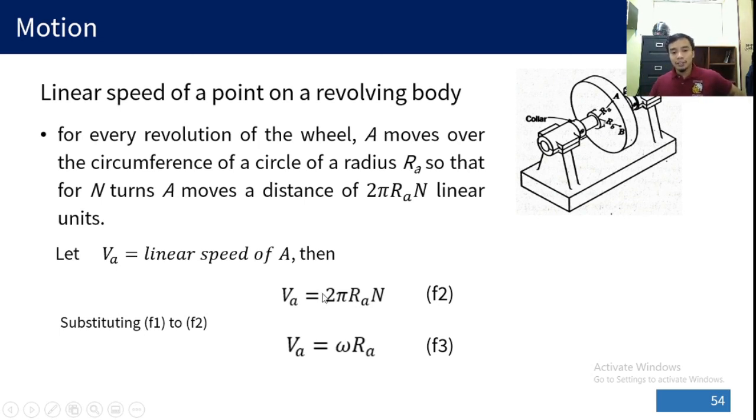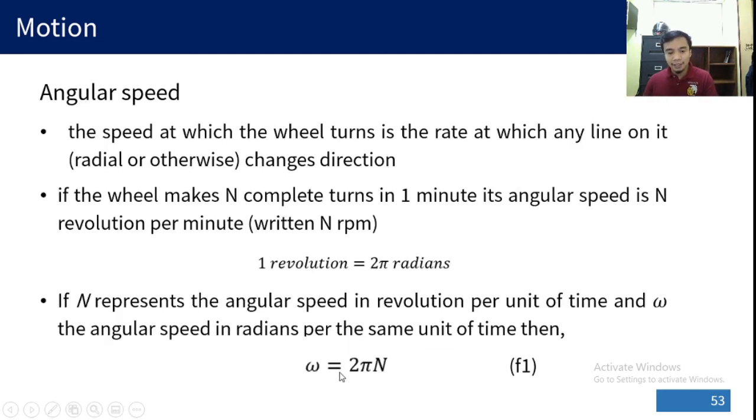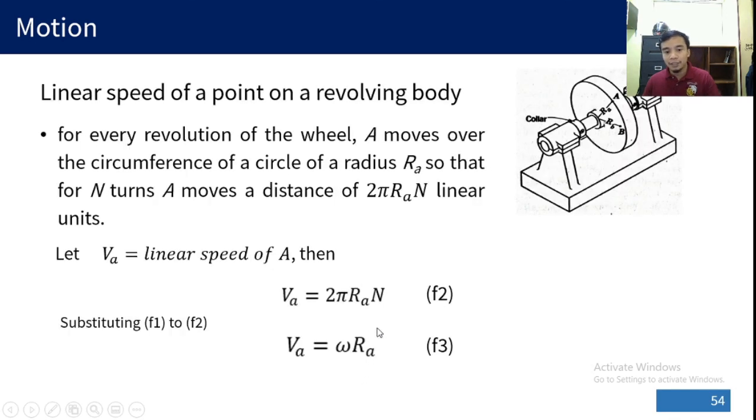So therefore the linear speed is 2 pi r, the circumference, multiplied by the angular speed. Okay, so in general, in order to get the linear speed of a point in a revolving body, it is equal to the angular speed multiplied by the radius. From the equation, it is the circumference multiplied by the angular speed. But since 2 pi n is equal to the angular speed in radians per second, the linear speed is equal to the angular speed multiplied by the radius. Okay?